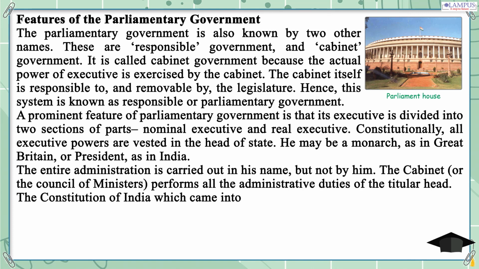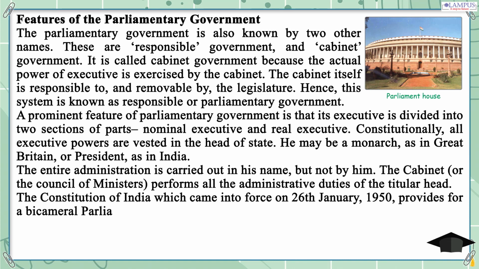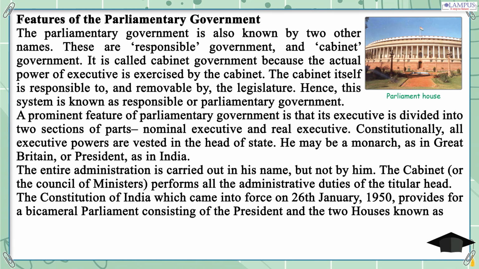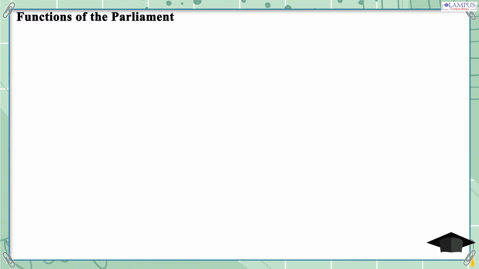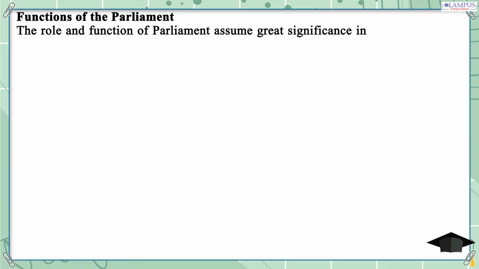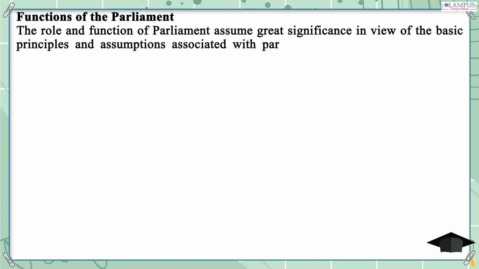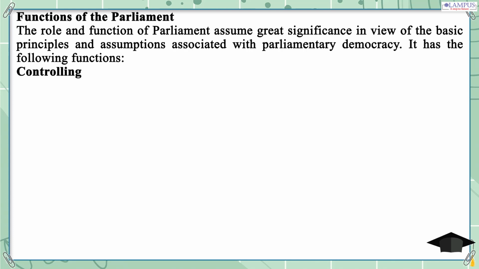The Constitution of India, which came into force on the 26th of January 1950, provides for a bicameral parliament consisting of the President and the two houses known as the Council of States, Rajya Sabha, and the House of the People, Lok Sabha. Functions of the Parliament. The role and function of Parliament assume great significance in view of the basic principles and assumptions associated with parliamentary democracy. It has the following functions: controlling the executive.